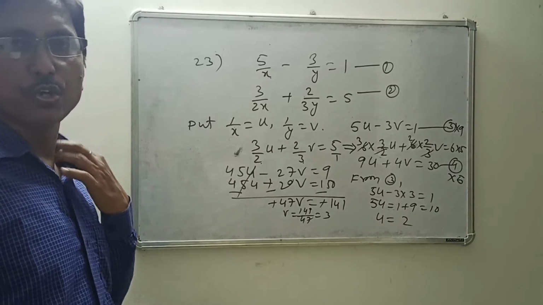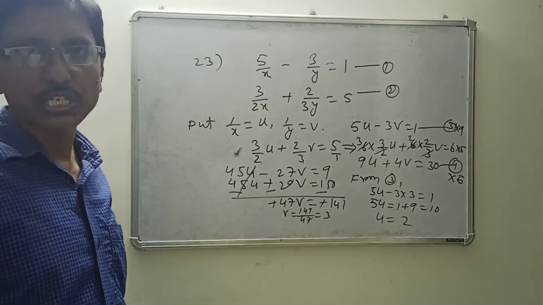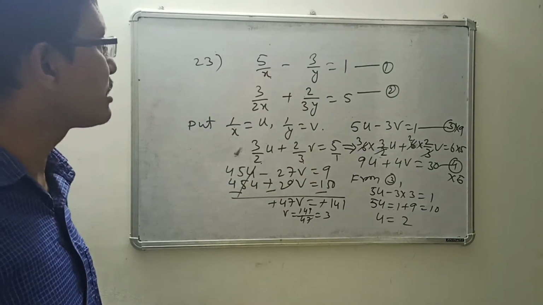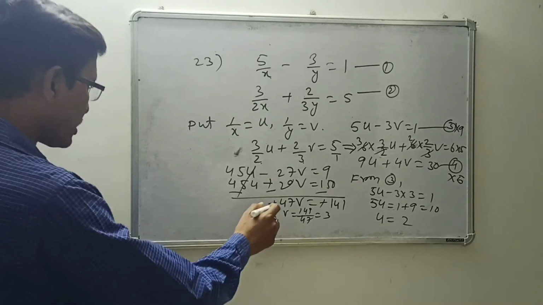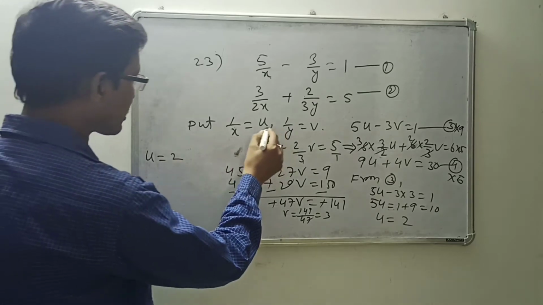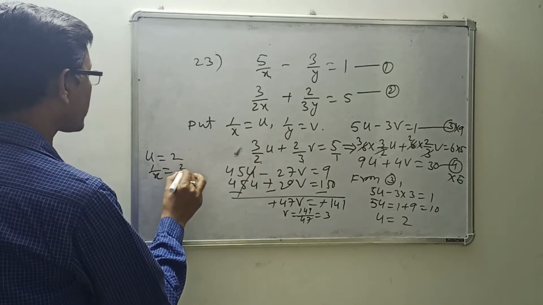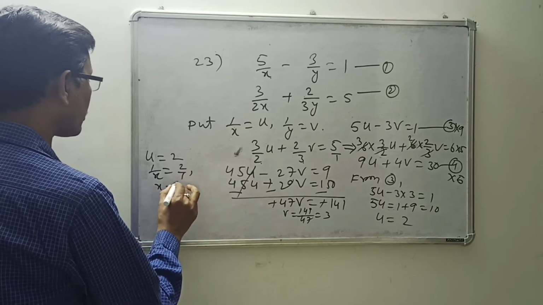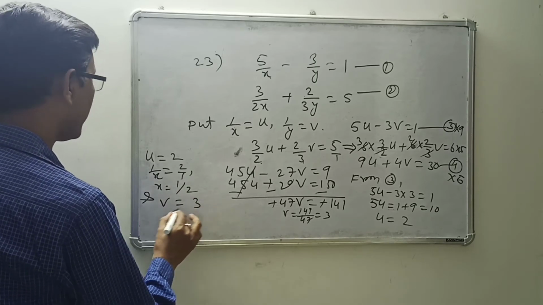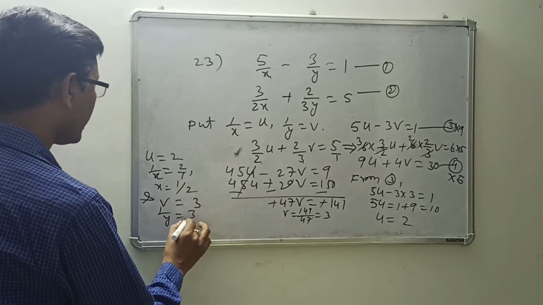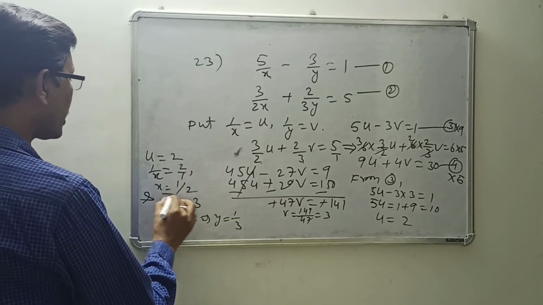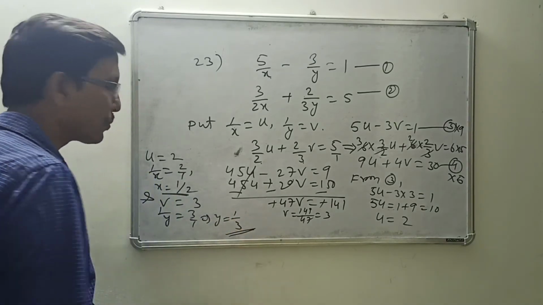But u equal to 2 and v equal to 3 is not your answer, because it is not the solution. You have to get the solution for x and y. So what is your u? You got 2. But u means 1 by x. So ultimately 1 by x equal to 2. That means x equal to 1 by 2. And v equal to 3, and v means 1 by y. That is 3, so ultimately y equal to 1 by 3. So your solution is x equal to 1 by 2 and y equal to 1 by 3.